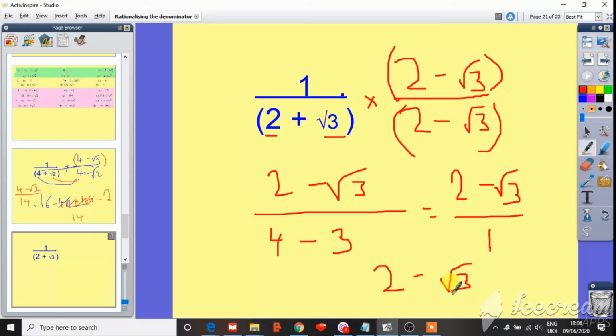Now if you type this into your calculator and just press equals, your calculator will naturally sort it out for you, and you'll get 2 minus root 3, if your calculator is decent.